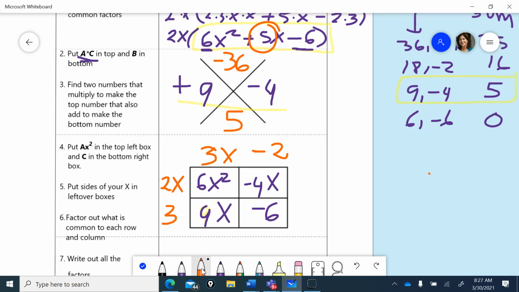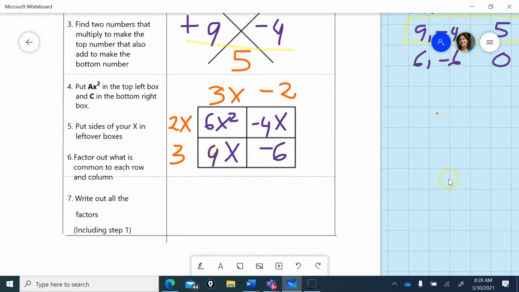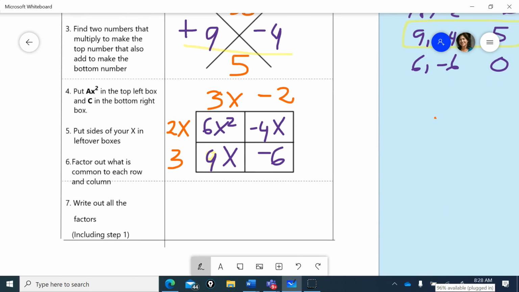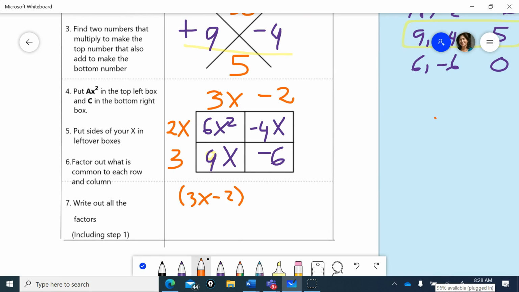So now I have my factorization. Let me move it up. So what are the factors? 3x minus 2 times 2x plus 3. Why did I write positive 3? Because this is plus 3, positive.